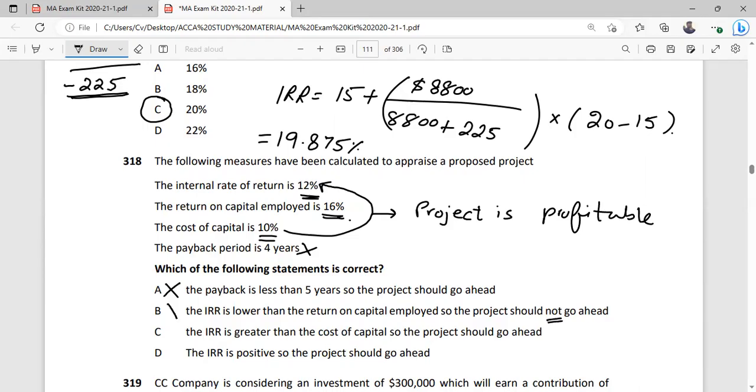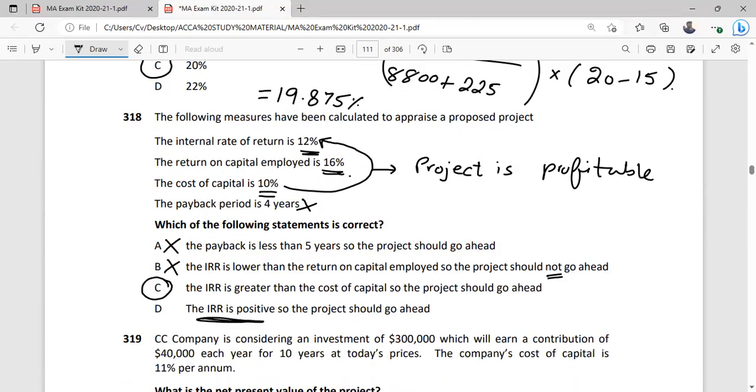This is not a valid reason. IRR is greater than the cost of capital, so the project should go ahead. Yes, because the project looks profitable. IRR is positive, so the project should go ahead. IRR is not always positive, but there is no negative sign presented for IRR. So option C is the right answer.